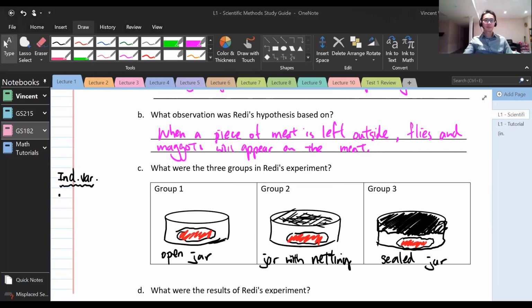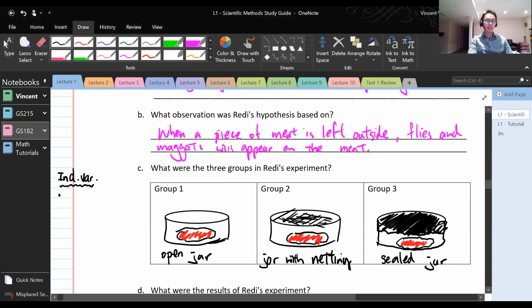The independent variable. Which one is it? Is it group 2, jar with netting? The type of jar being used, right? Exactly. So that is the independent variable, the type of jar, right? Are we using an open jar, a jar with netting, or a sealed jar?